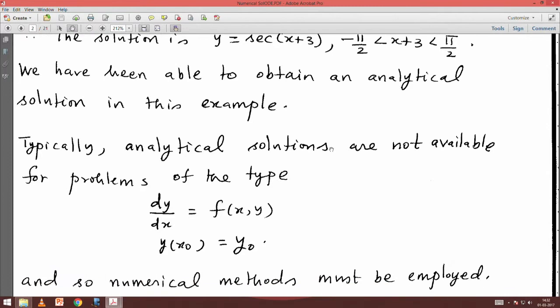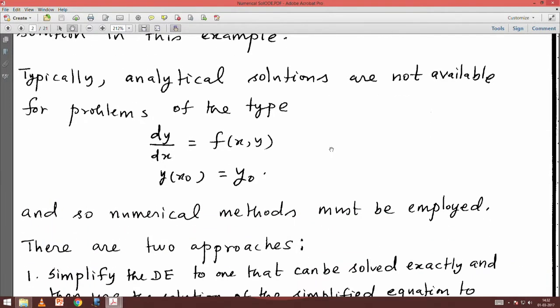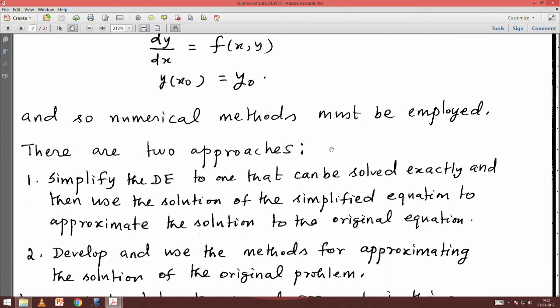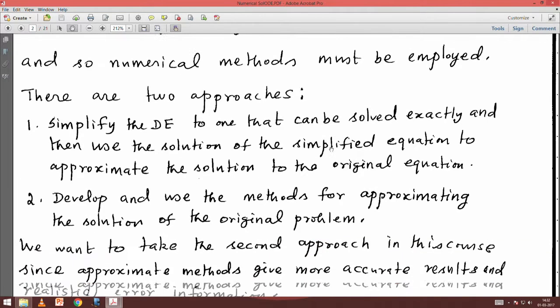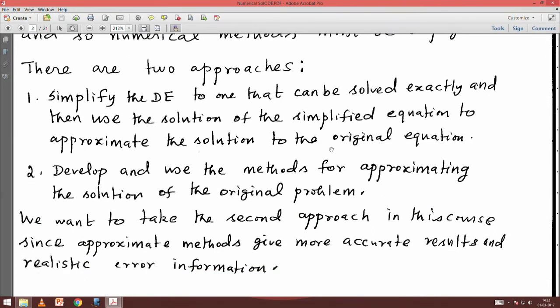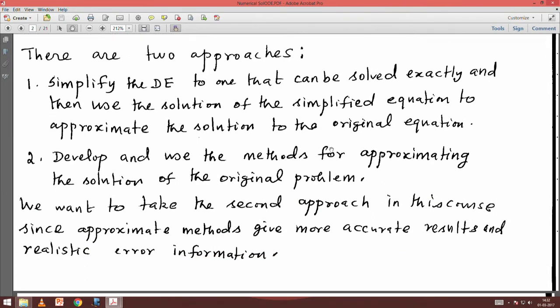solution. But typically the solutions are not available for initial value problems of the form dy by dx is equal to f of x comma y and y of x naught equal to y naught. So, we have to adopt numerical techniques by means of which these differential equations can be solved.